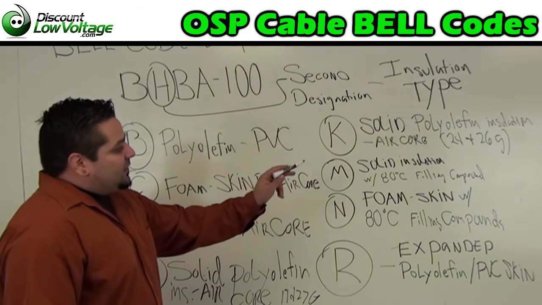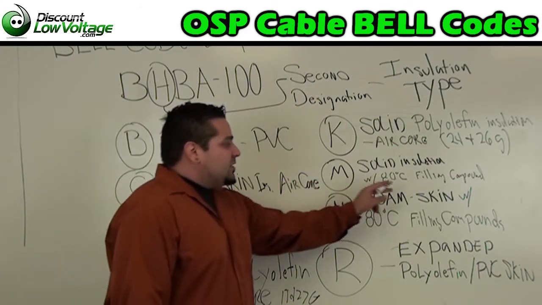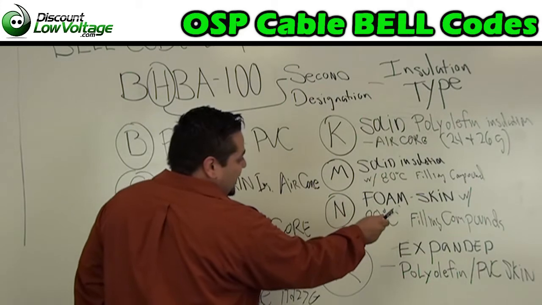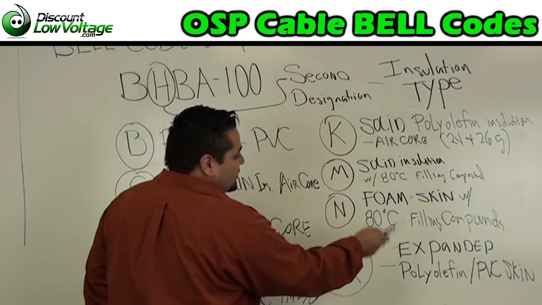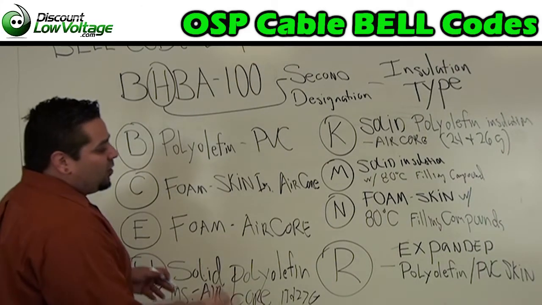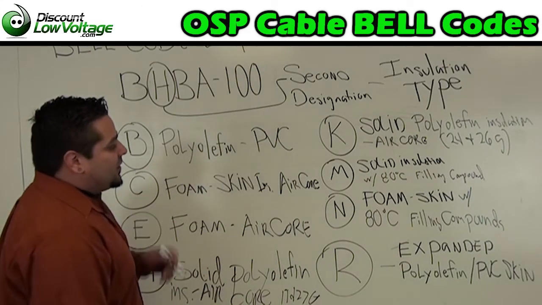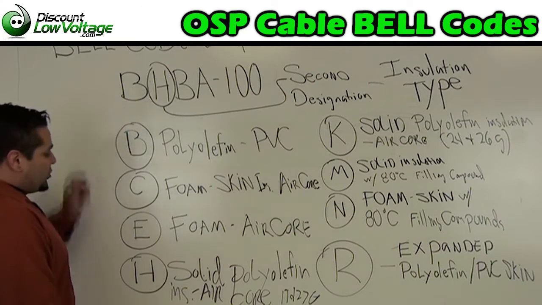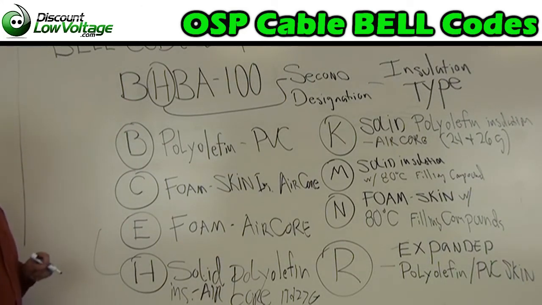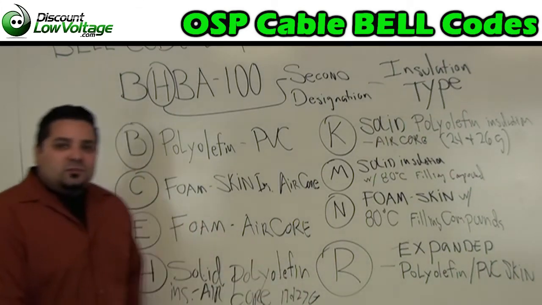M, your solid insulation with an 80°C filling compound. You have N, your foam skin with an 80°C filling compound. And you have R, your expanded poly PVC skin insulation. Now we have H, so we have a solid poly insulation air core, and this also tells us we have a 19 to 22 gauge cable.